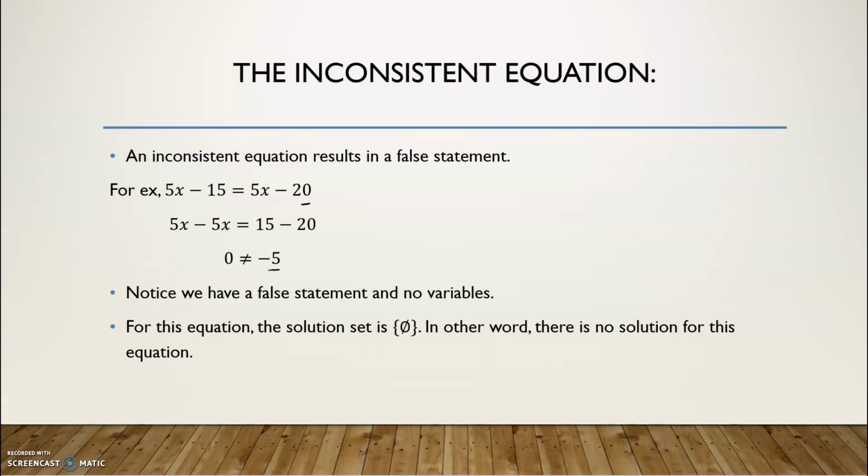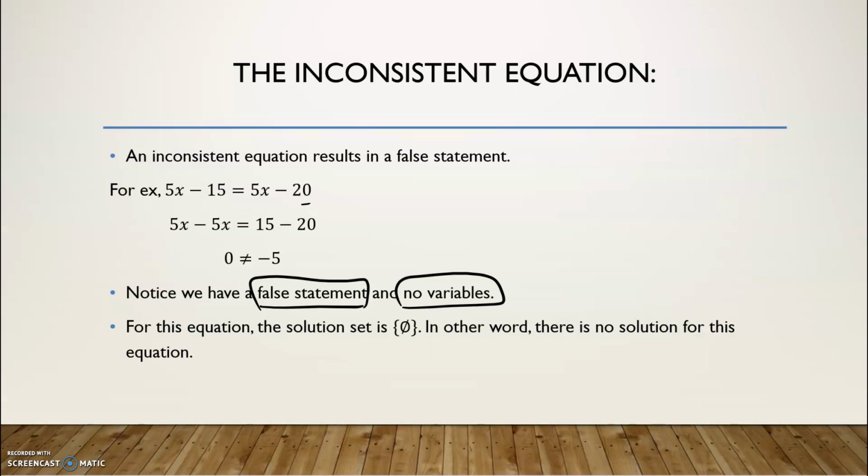Number 1, we see that we have a false statement because we know that 0 doesn't equal negative 5. And we also have no variables. So all our x values have gone away. So when I have these two things combined together, then I know that I have an inconsistent equation.